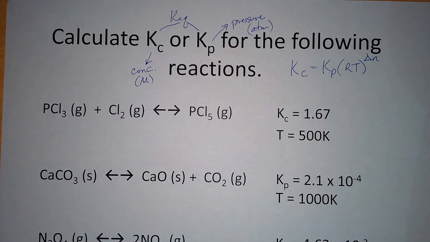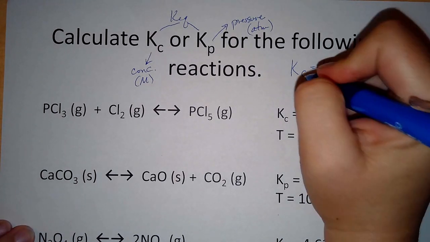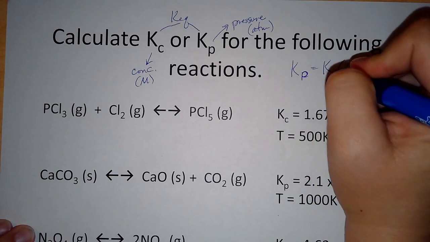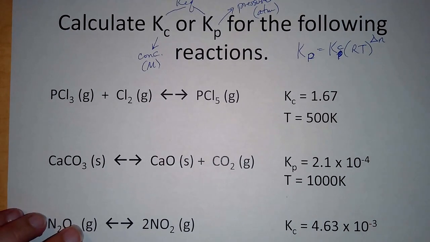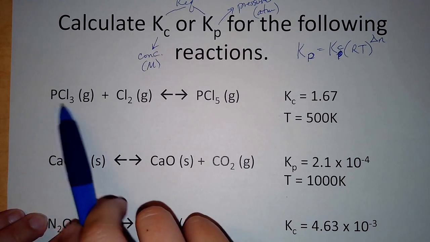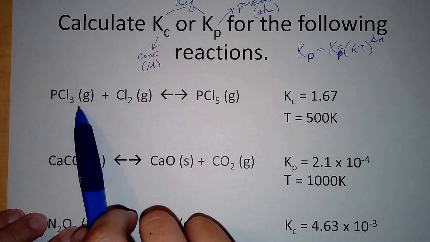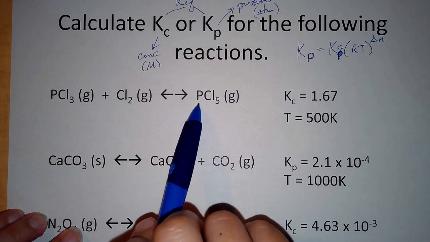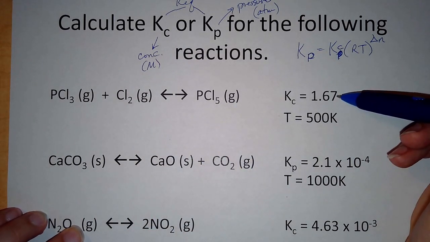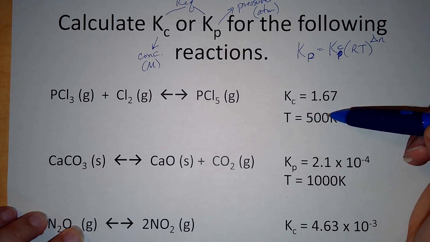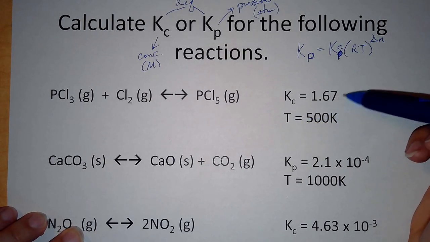Whoops, this should be Kp is equal to Kc. There we go. Let's make sure we have our equation right. Alright, so when we look at our first example, PCl3 plus Cl2 produces PCl5. We're given the Kc value 1.67 and the temperature. So by filling this in, we can calculate what our Kp would be.